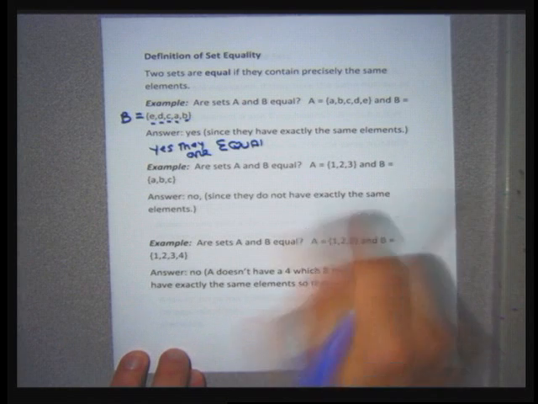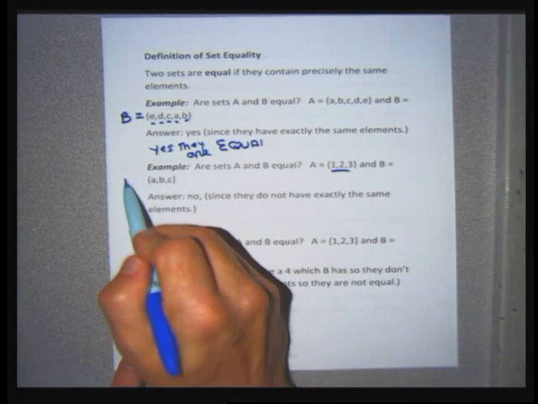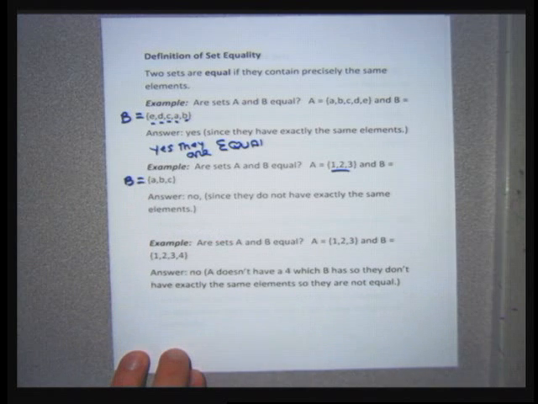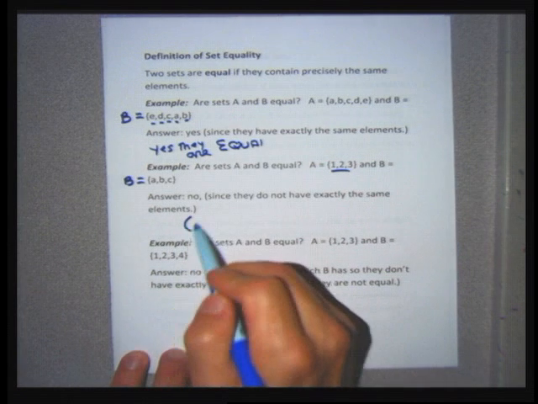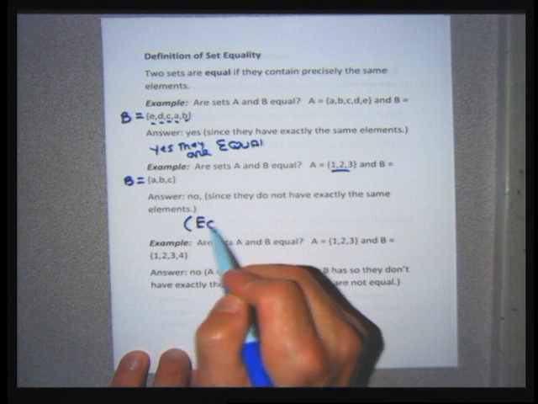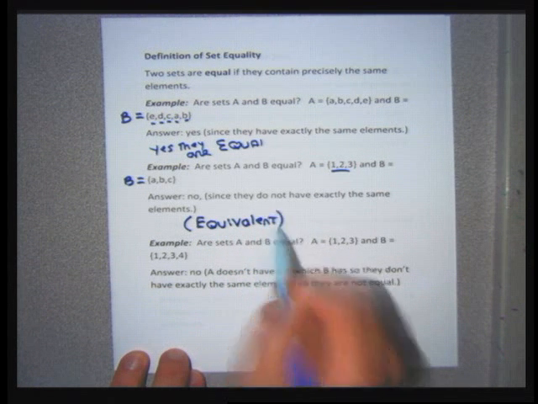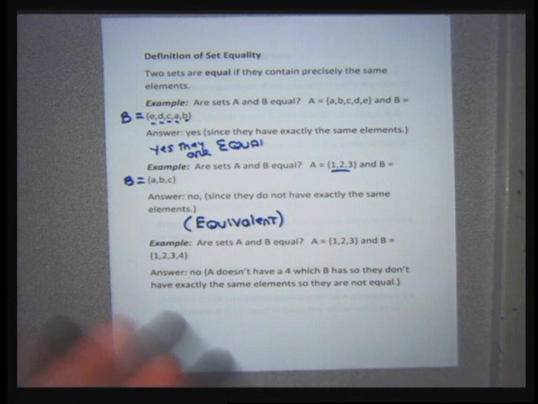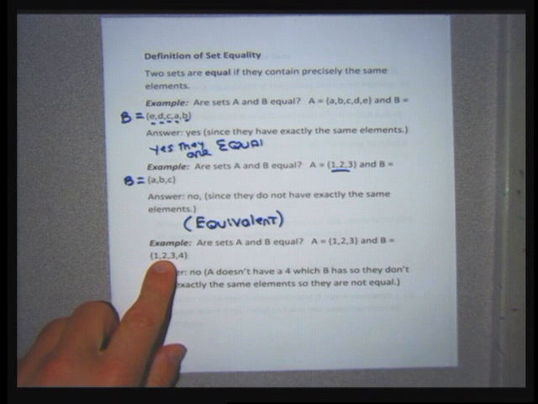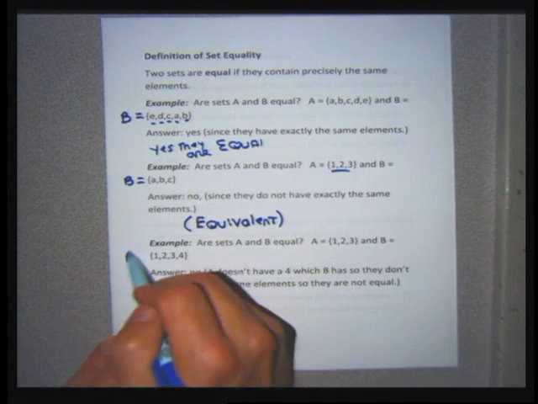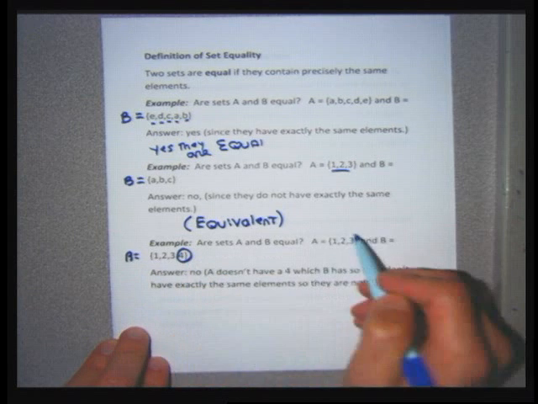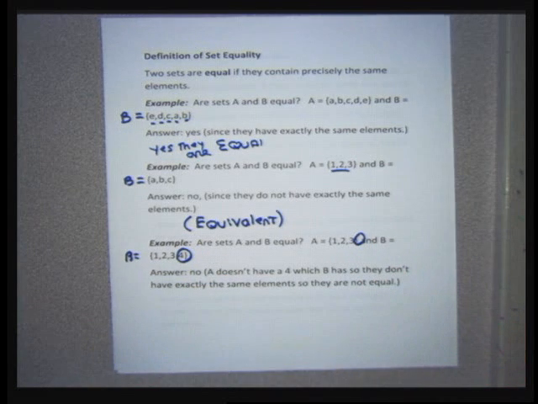So look at the sets A and B here, where A has the numbers 1, 2, and 3, and B has the letters A, B, and C. Those aren't equal. So the answer is no. It turns out that two sets that have the same number of elements are called equivalent. We'll get that a little bit later, and we don't need that right now to answer this question. Are these sets equal? No, they're not equal. And then the next example, A is the set 1, 2, 3, and B is the set 1, 2, 3, and 4. They're not equal because B has the number 4 and A doesn't. So to be equal, they have to have exactly the same elements.